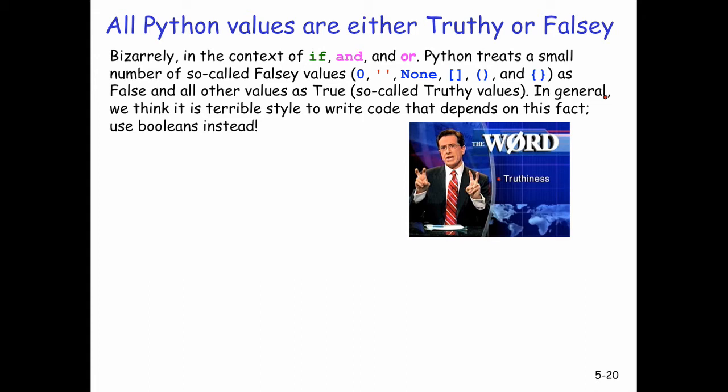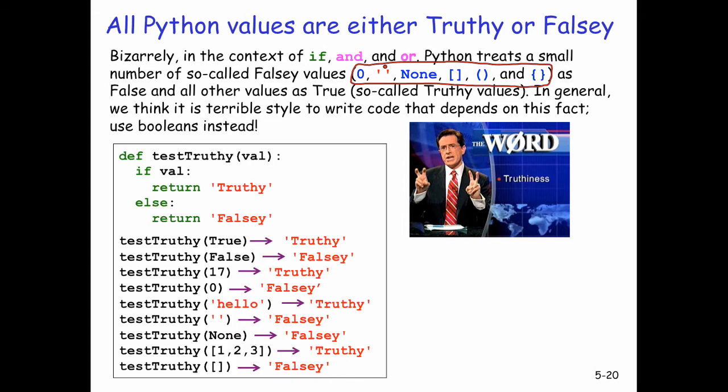And if that's not confusing enough, in these contexts certain values act as false and other values act as true. In particular, in the context of a conditional statement, a small number of values, including 0, the empty string, None, the empty list, the empty tuple, and the empty dictionary, all act as if they're false. So they take the false branch. We call these falsy values, and anything that's not a falsy value is called a truthy value.